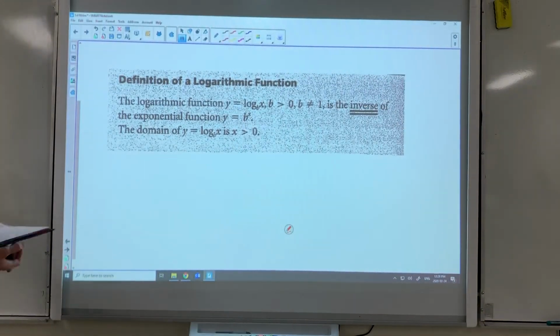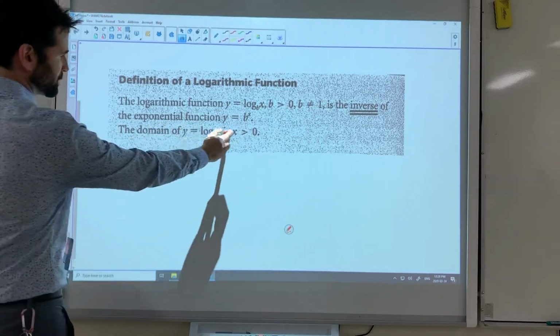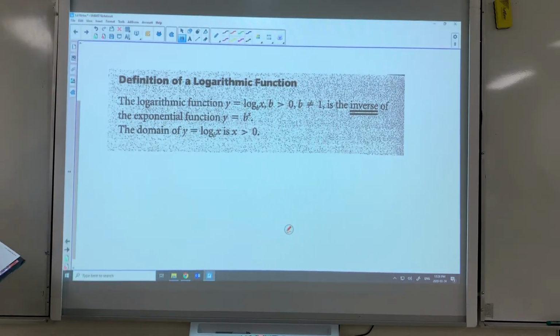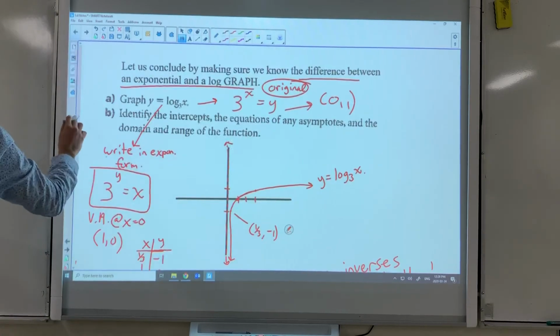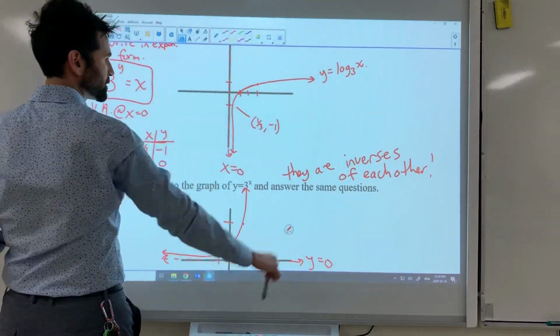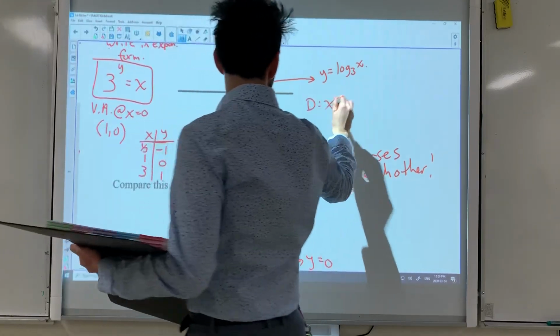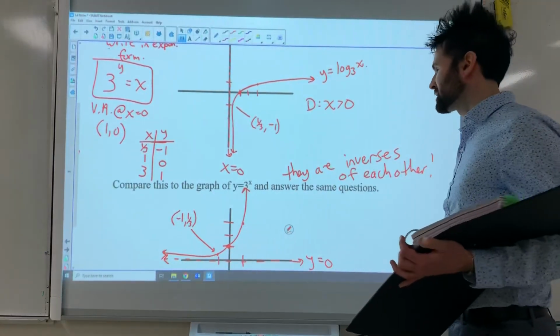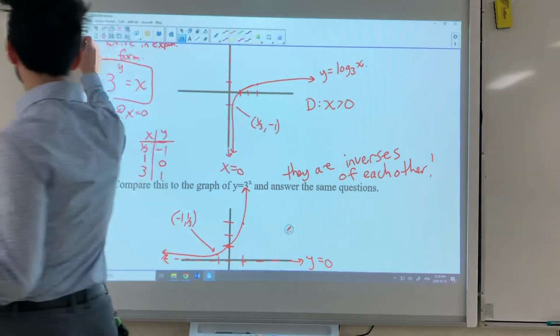Perfect. We didn't even talk about domain, but the domain of this would be x greater than or equal to 0. We saw that the domain has to be x greater than or equal to 0 because of that asymptote. So domain, like that. Perfect.